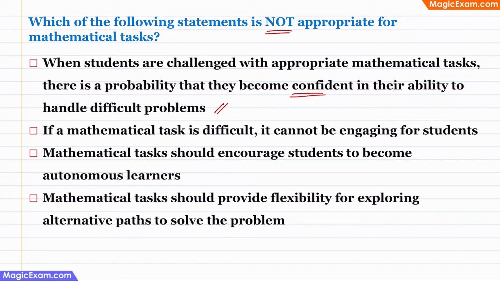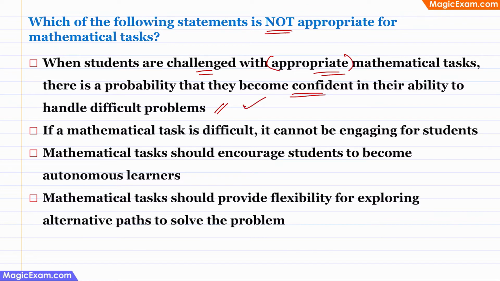So that way, children should be challenged with appropriate mathematical tasks. You should not give a grade 6 or a grade 7 kind of problem to a grade 3 student, right? And you should not give a grade 3 problem to a grade 7 or a grade 8 student, because then it will be very easy and boring for them. Therefore, you should give them appropriate mathematical tasks. So this is a correct statement.